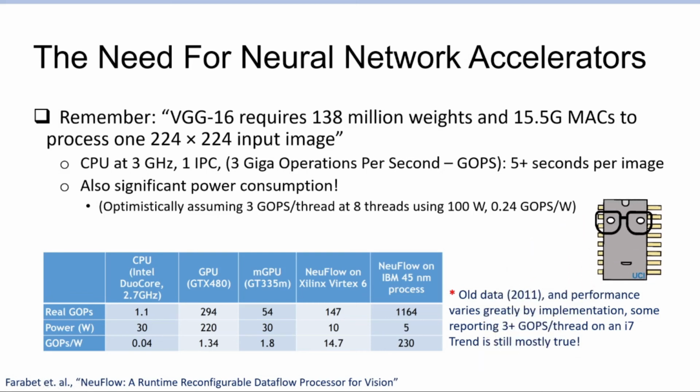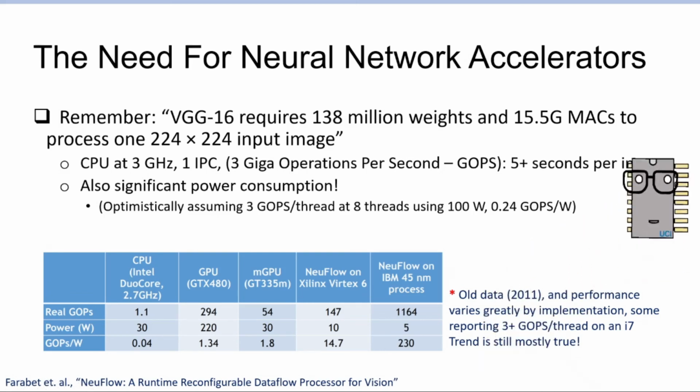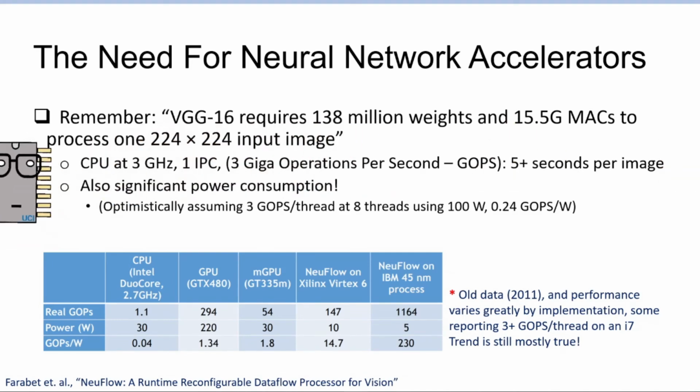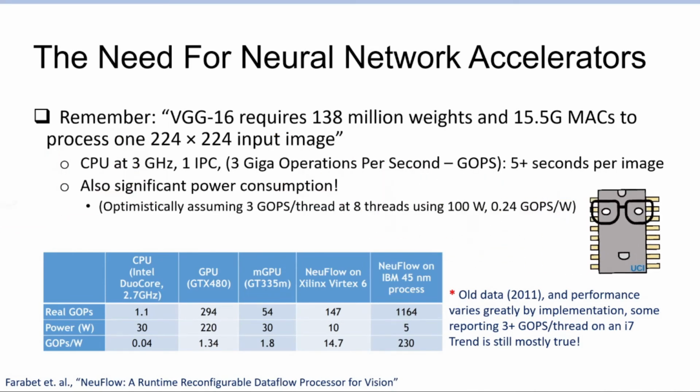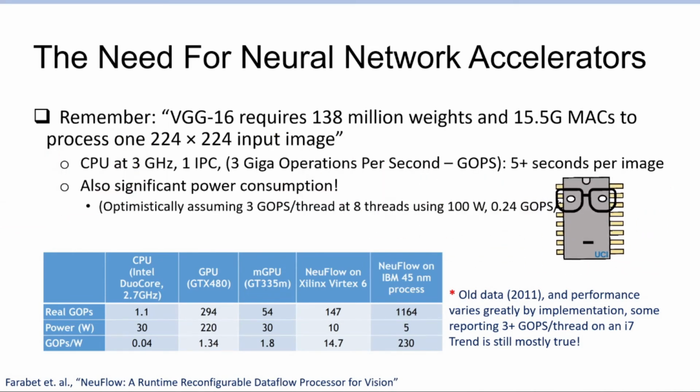Going into the needs for having a neural network accelerator. From a couple of slides ago, remember that VGG16 requires 138 million weights and 15.5 giga multiply accumulates to process one input image. If we have a CPU running at 3 gigahertz, one IPC, 3 giga operations per second, that will require 5+ seconds per image per thread.